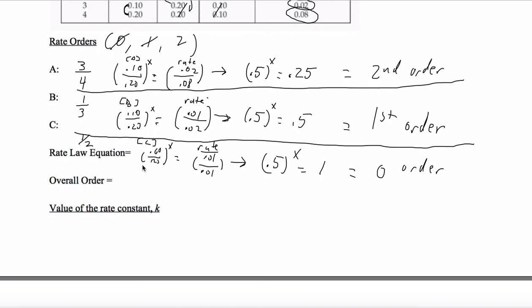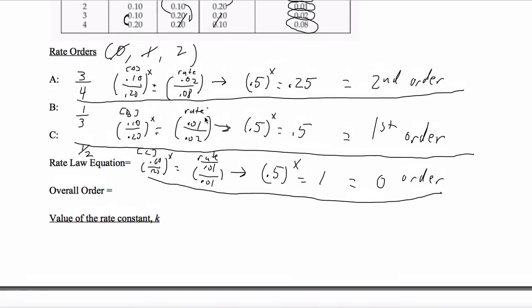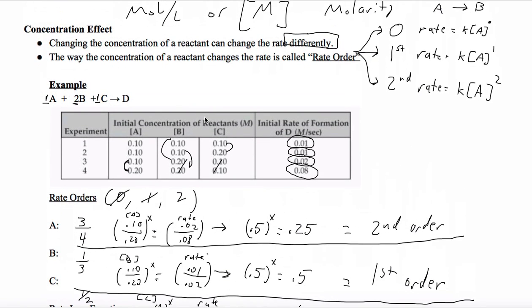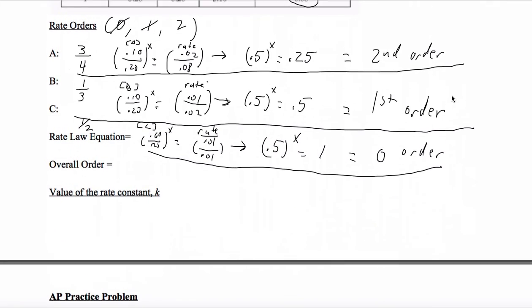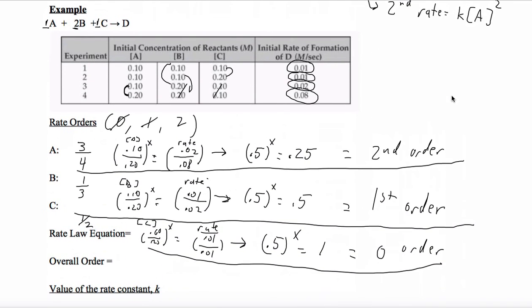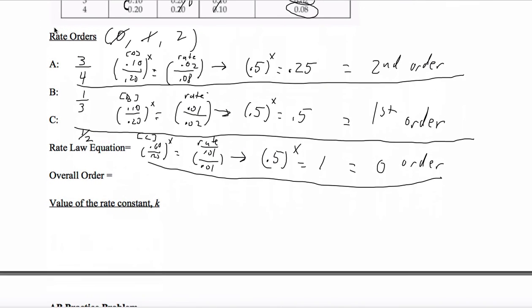So once we find all the orders, we write the overall rate law equation. It's kind of like a y equals mx plus b equation. It expresses the way that the rate of this reaction is affected by changing A, B, and C independently. So the rate law is always equal to little k. Little k is the rate of the reaction when you don't change anything. We call that the rate constant.